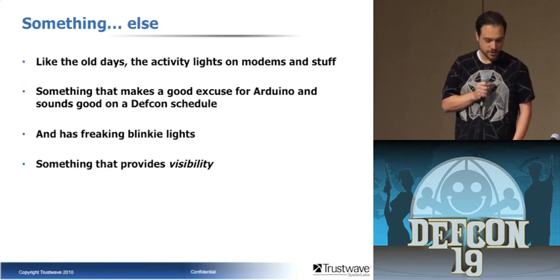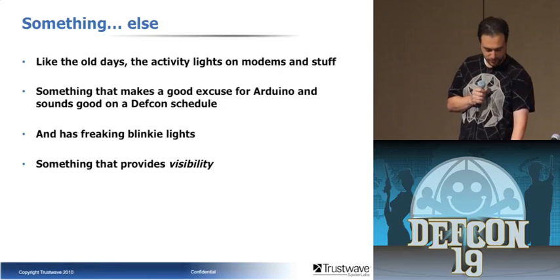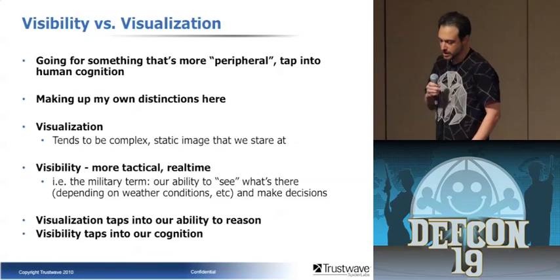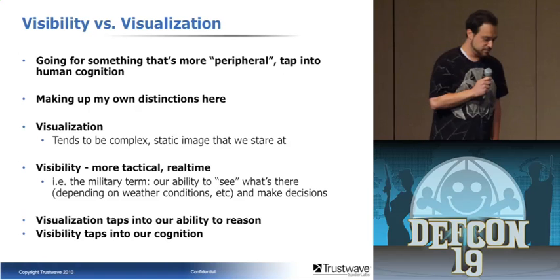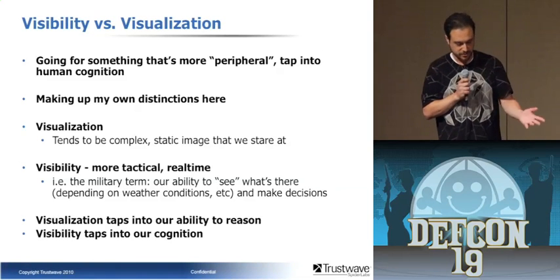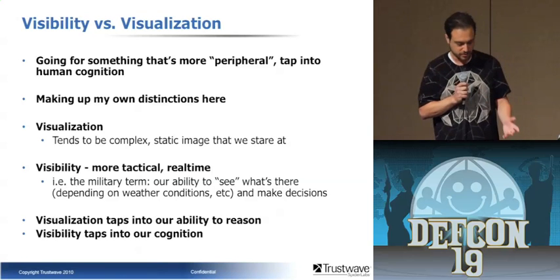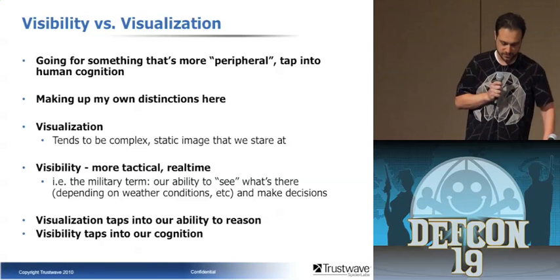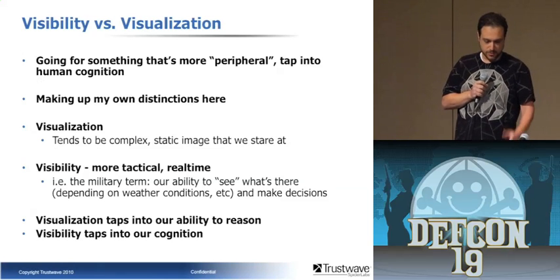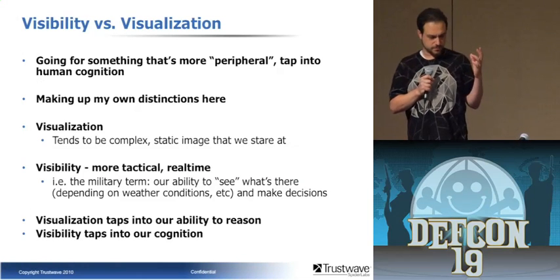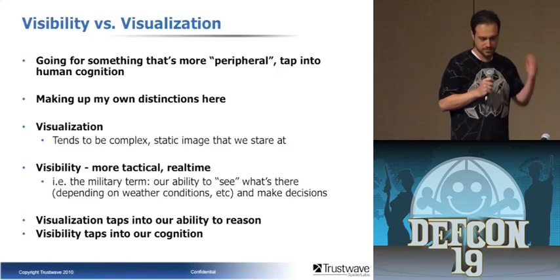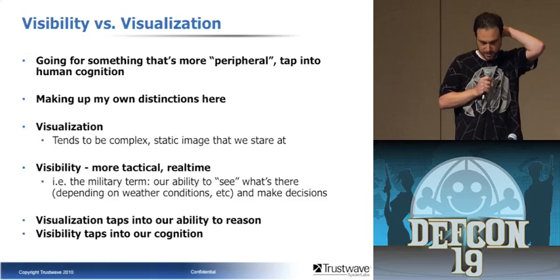And of course, something gives you visibility. So now I'm going to start butchering some other words, okay? Visibility versus visualization. This is me trying to figure out how to do the differentiation. It's not that these words totally, you're going to look them up in the dictionary and they have this difference. This is just me kind of trying to express something. But I'm going for something that's peripheral. I'm trying for something that is going to tap into your cognition. Okay, cognition. We'll talk about that in a little bit here.